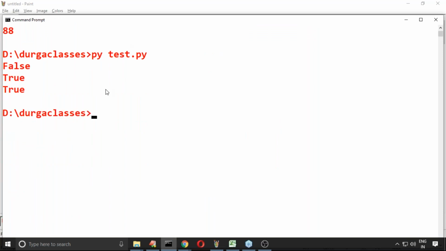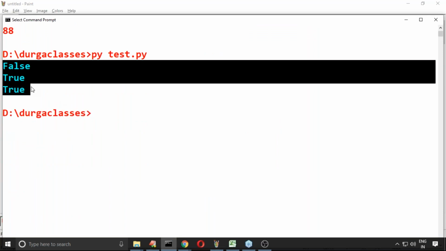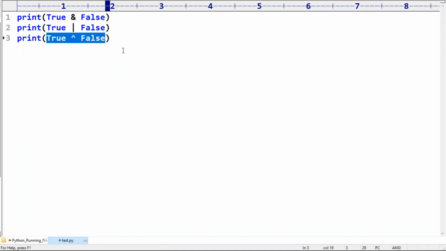Now can you please have a look once? False, true, true. Okay, perfect. It is our expected result. So logical operator and or, bitwise operator and or, for a Boolean you can use anything. There is no problem at all.